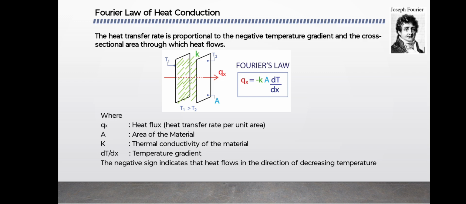Thermal conductivity is nothing but the ability of the material to conduct heat. The unit for the thermal conductivity is watts per meter Kelvin. So every material has a unique value of thermal conductivity. Whereas dT by dx is called the temperature gradient. And the negative sign indicates that the heat flows from the direction of decreasing temperature. So this is the Fourier law of heat conduction.